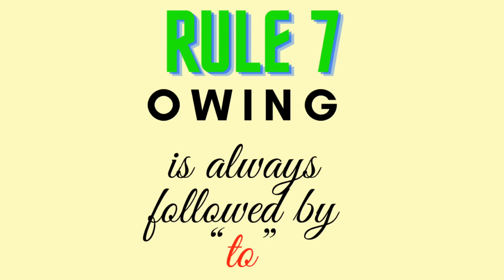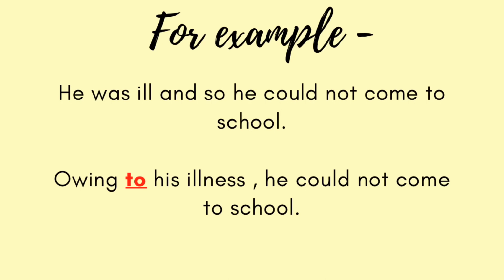Our rule 7 is owing. Owing is always followed by to. Remember that. Let's see an example. He was ill and so he could not come to school. Owing to his illness, he could not come to school.